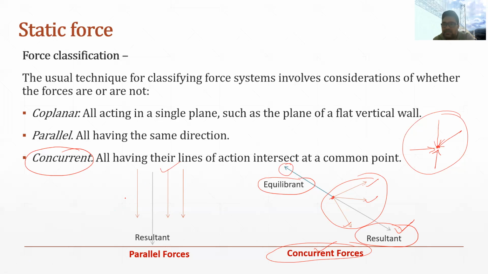So as I said, if we have n number of forces, we can replace those n forces with a single force, and that single force will be known as the resultant force. And if we try to balance that resultant force by applying another force of the same magnitude but of opposite direction or opposite sense, that force will be known as the equilibrant.